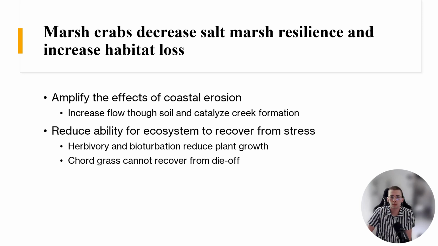This unfortunately means that once cordgrasses encounter a die-off event, it is much harder for them to recover the space they lost due to herbivory pressure from the crabs and the added increase of erosion that comes with their burrow presence.